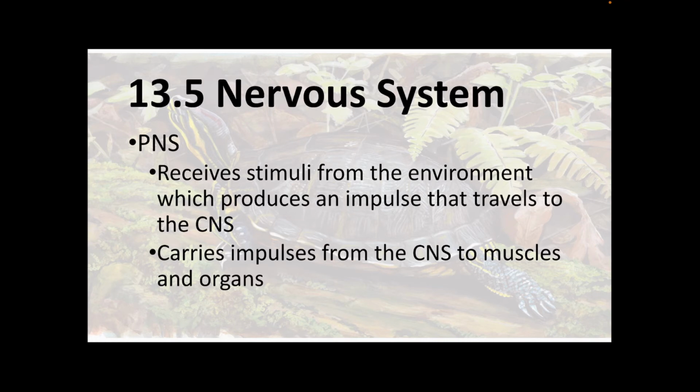Your peripheral nervous system, or your PNS, is going to carry stimulus to your central nervous system, which is your CNS. Your PNS can also carry impulses from your central nervous system to different muscles and organs that are being controlled by your nervous system throughout your body.